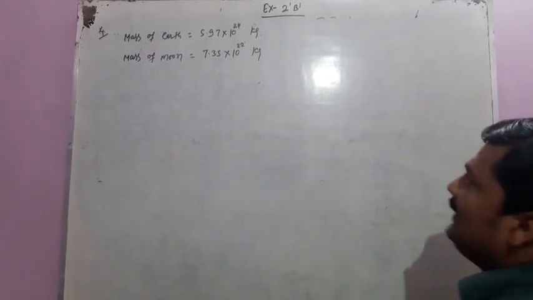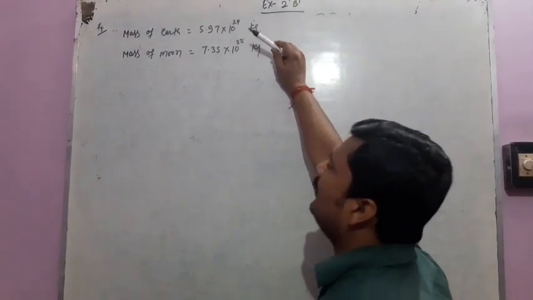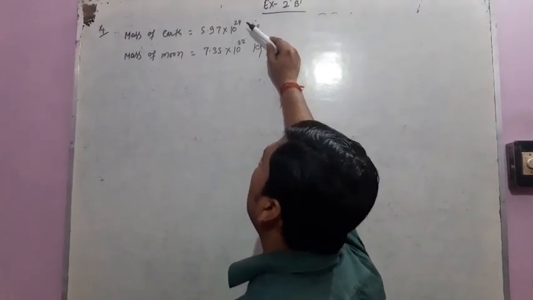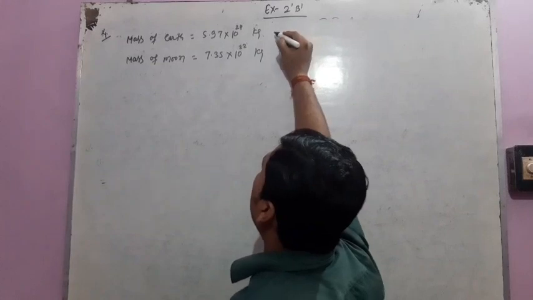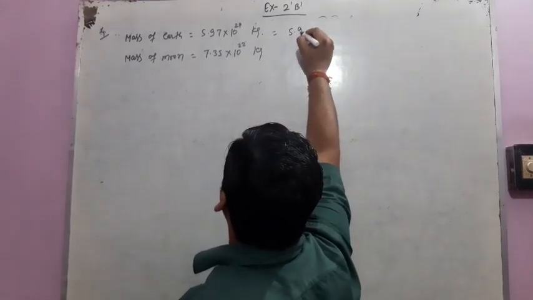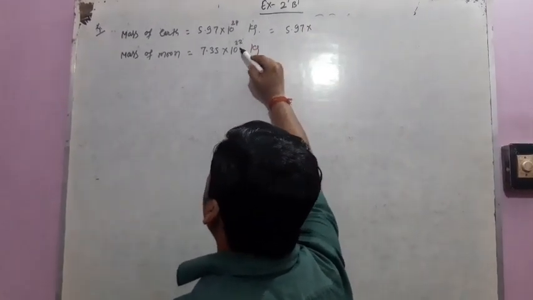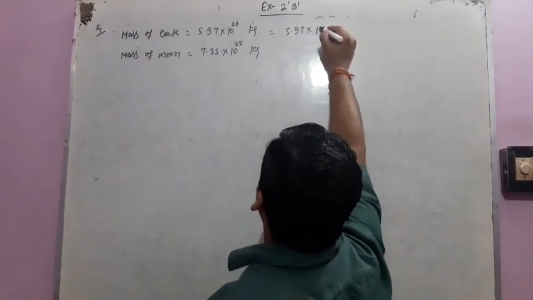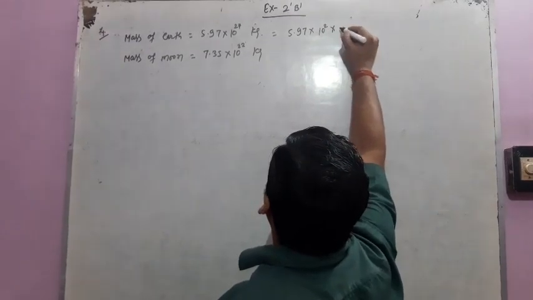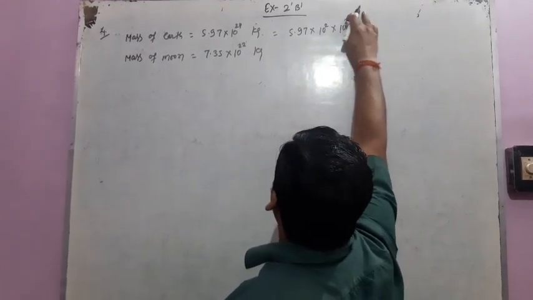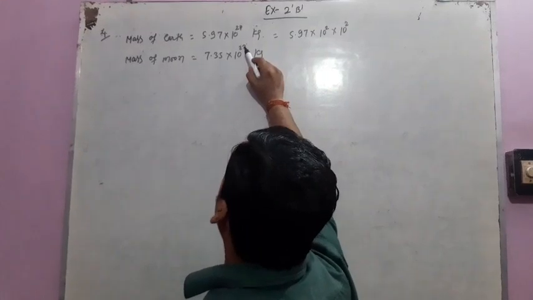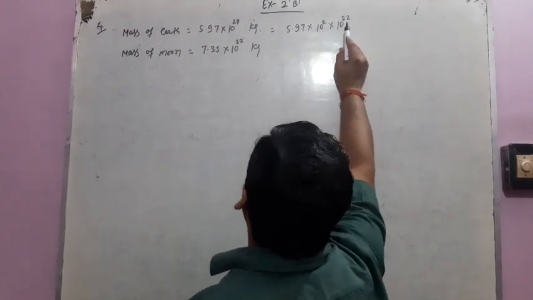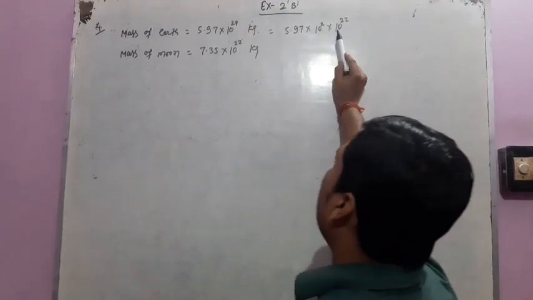So for adding their mass, first we have to make both of the numbers in such a way that their exponents will be equal. Now this number we can also write as 5.97, and for making the equal exponent of 10, we will write here square of 10, because here the power of 10 is 24. For making it 22, we have to move 2 places. We have to subtract 2 from its exponent, so we can write it like this.